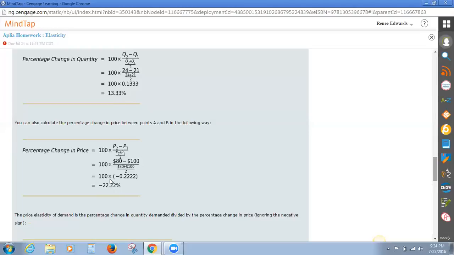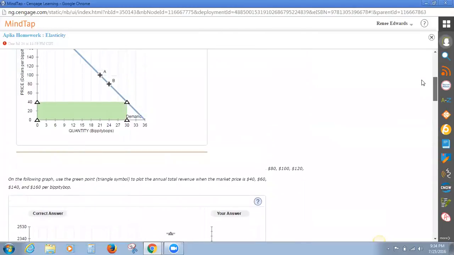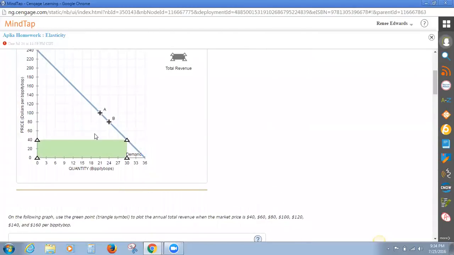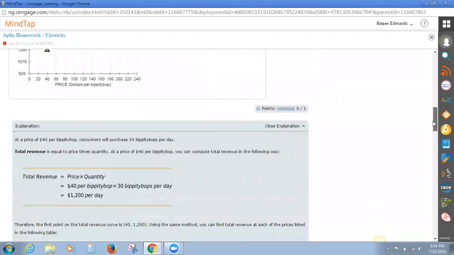So the price elasticity of demand, when we have these numbers here, is going to be 13.33 divided by a negative 22.22. And we can kind of ignore the negative sign simply because price elasticity of demand is always negative because of the law of demand. As the price goes up, quantity demanded goes down. Makes sense. As the price of something goes up, people buy less and less of it.